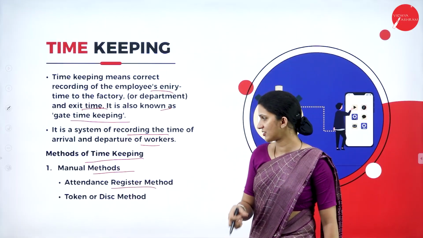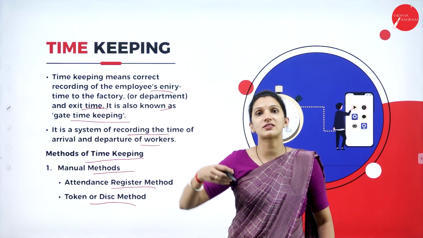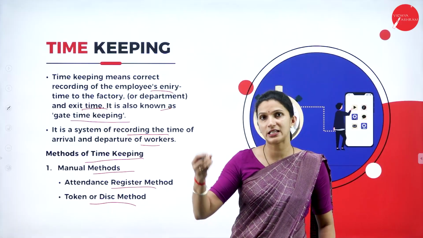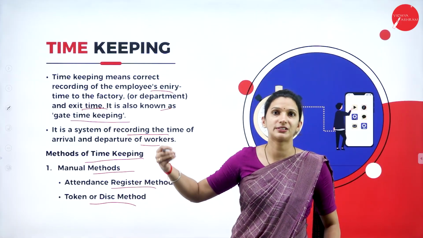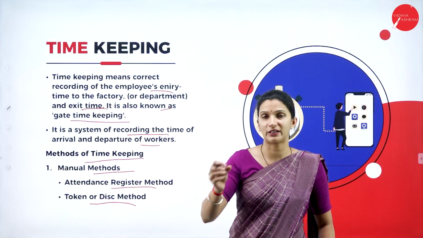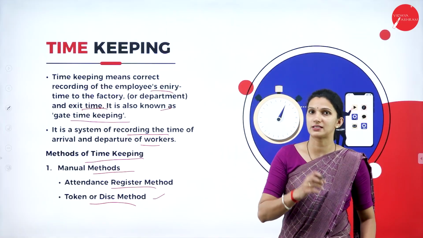So that is the attendance register method. Then the token or the disc method, where each employee is given a special token. Whenever he enters the factory, he gives that token, and whenever he leaves the factory, the token will be taken back. His time of entry and exit will be recorded when he submits the token. So that is another method, the token or the disc method.